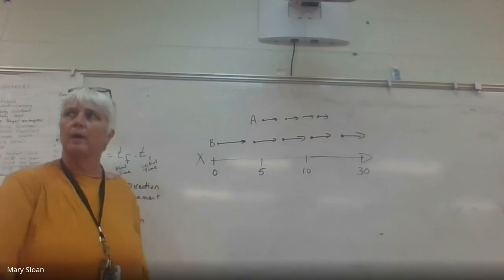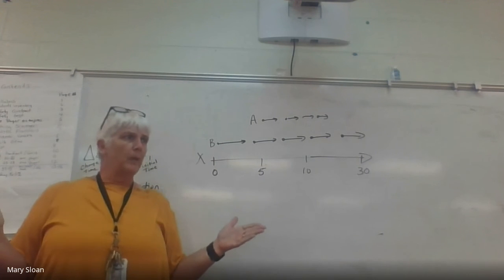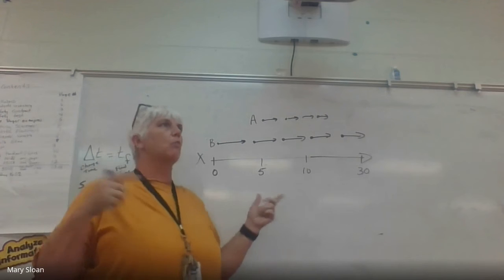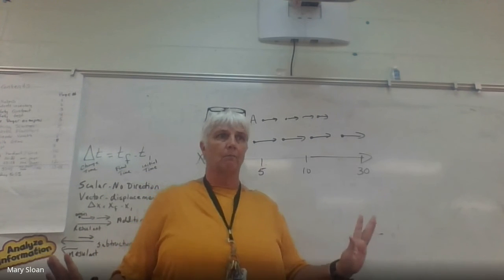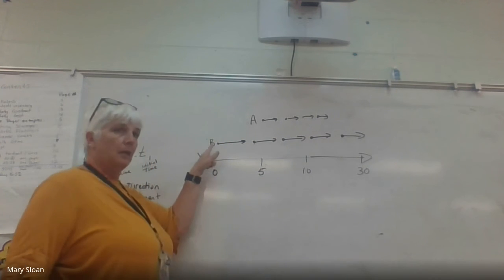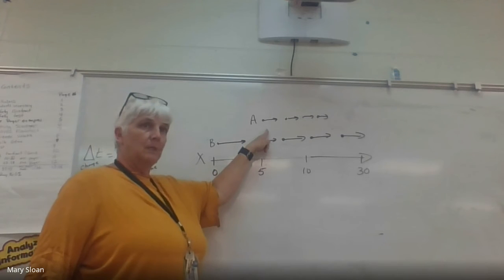So let's look at what's going on. This is a track. Two people are at a race at a running track, and they are starting at two positions. Do you agree? One is starting at the 0 line, and one is starting at the 5 line. Does that make sense?